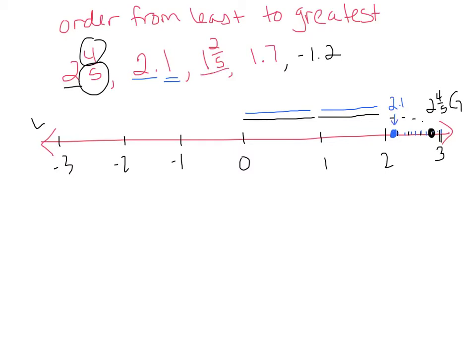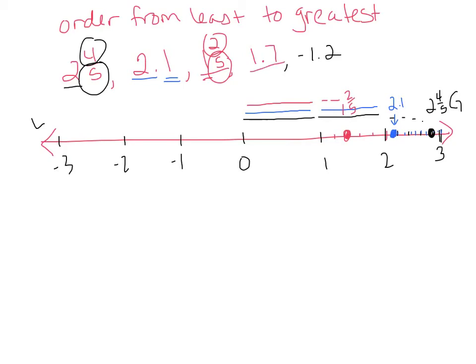Then I have 1 2/5. So that's crossing across 1. And then that's as far as it goes in the whole number department. Then it's split into 5 pieces between the 1 and the 2. 1, 2, 3, 4, 5. And it's only crossed over 2 of those. 1, 2. There it is. 1 2/5. And then I've got 1.7.